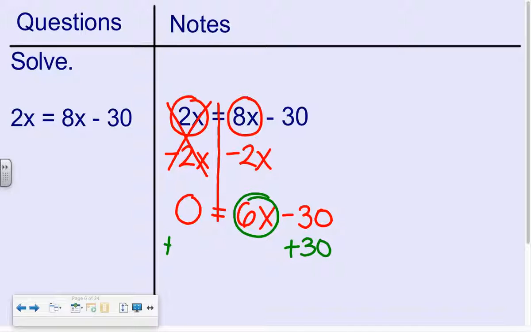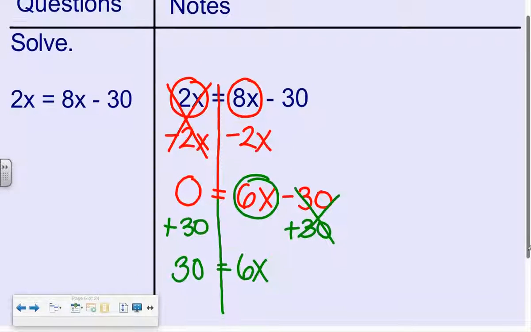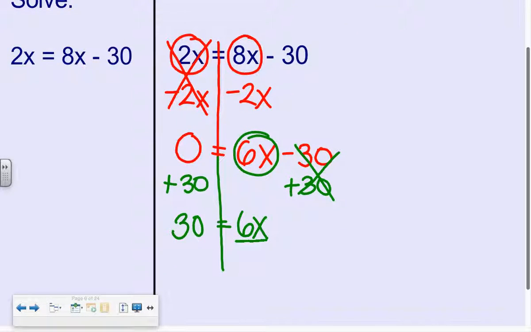Add 30 to both sides. So 0 and 30 make 30. Divide both sides by 6. And I end up with x equals 5. So if you ever end up with nothing on the left-hand side or nothing on the right-hand side, meaning everything canceled out, just write the number 0.